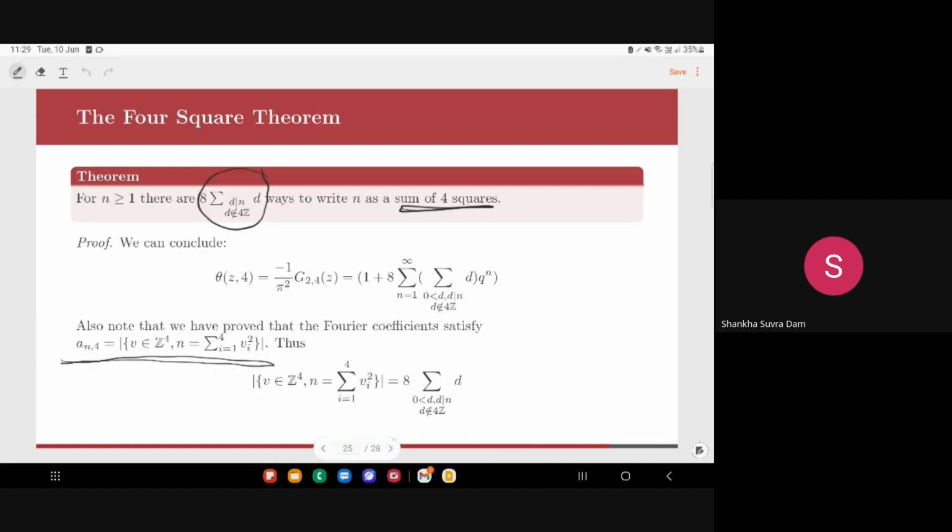Right. So comparing coefficients, this is say, then we have this, with n equal to 1 to infinity.